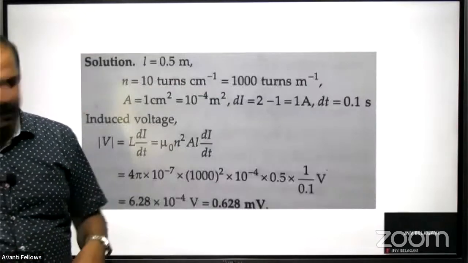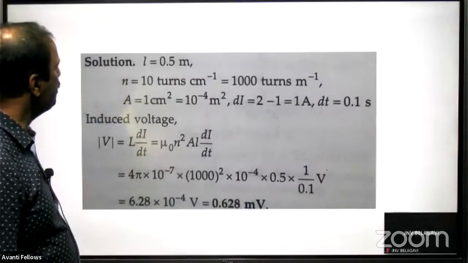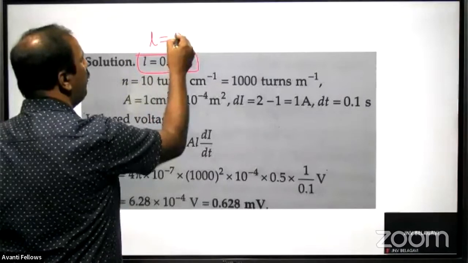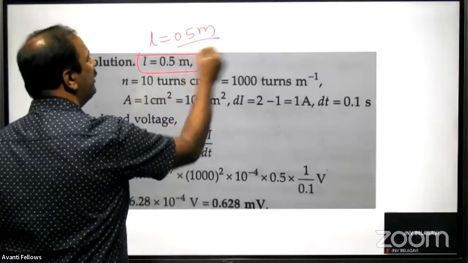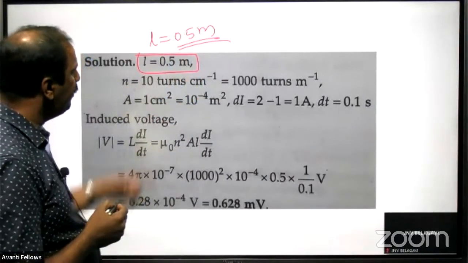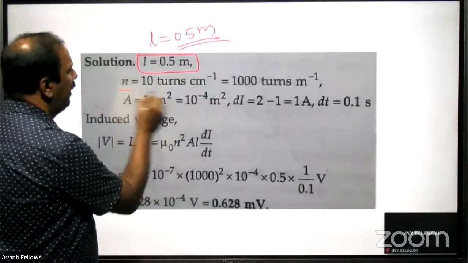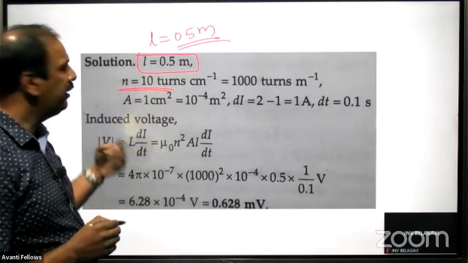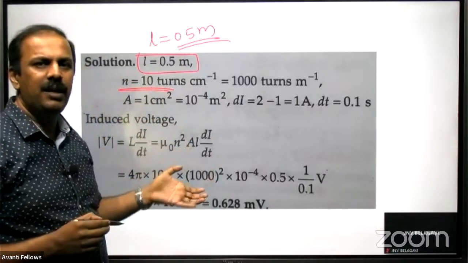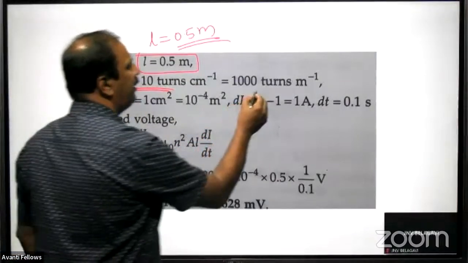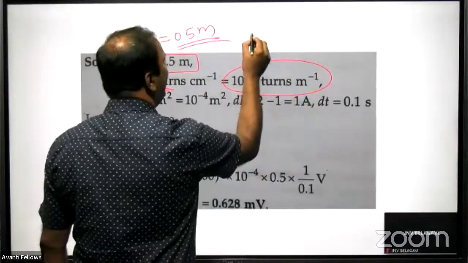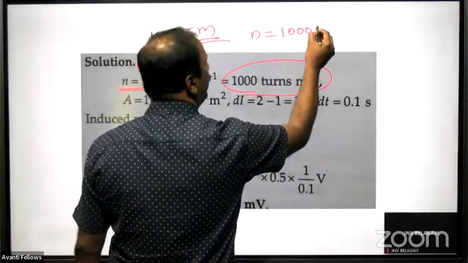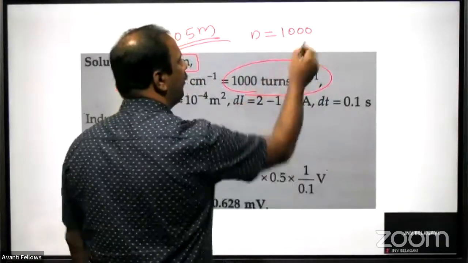Already it is solved so that we can save time. So, the solution: first, L is given as L = 0.5 meter, so no need of changing this. Now the number of turns, 10 turns per centimeter. In 1 centimeter, 10 turns are there, so in 10 centimeters we have 100 turns, and in 100 centimeters we have 1000 turns. So N will be equal to 1000 per meter.